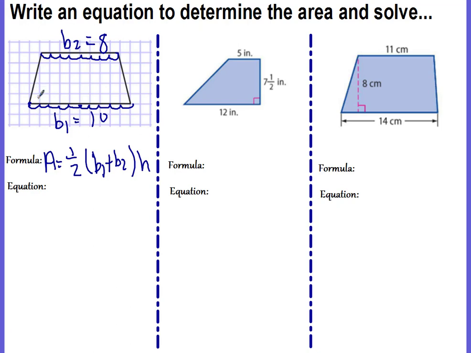Now our height has to be perpendicular to the base. It's not going to be the sides because the sides aren't straight. They're not perpendicular to the base. So we're going to start with the highest point. I'm going to start right here, and I'm going to go straight down to the base. It's perpendicular. It makes that right angle. So let's count. 1, 2, 3, 4, 5. So the height is equal to 5.